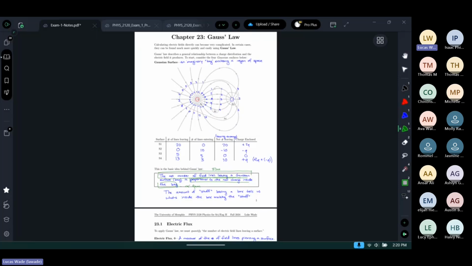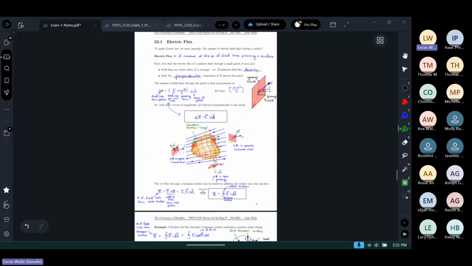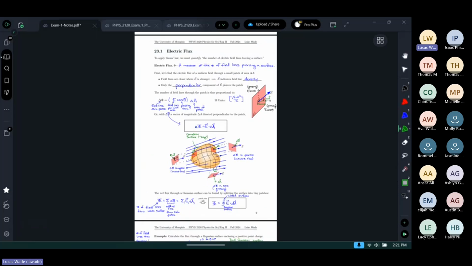If we count up how many field lines pass through it, that tells us something about how much charge or whatever other source we're dealing with is inside of the bag. In other words, there's a direct relationship between what's happening on the bag and in the bag. The rest of this stuff is just turning that into a more concise and quantitative statement.